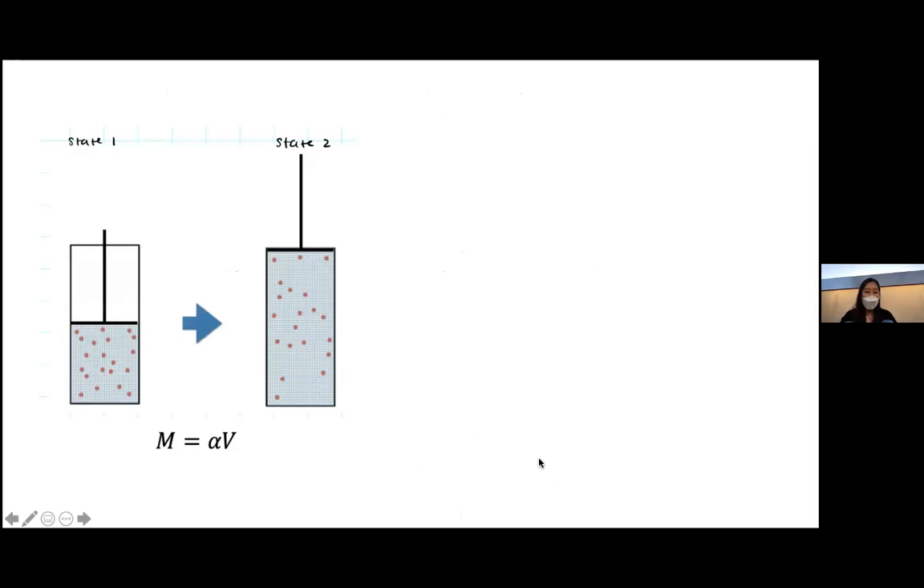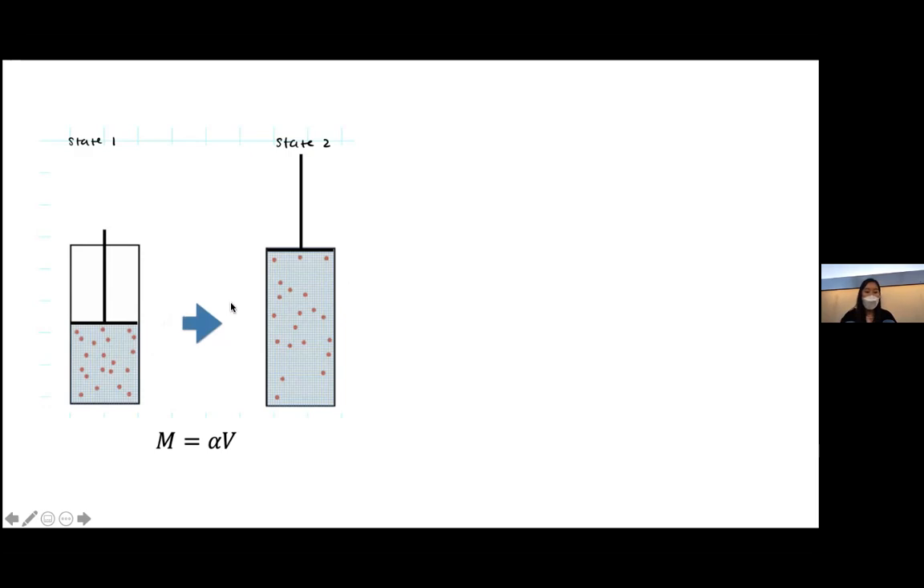So now I'm going to use the statistical definition of entropy and try to get to that same expression. So let's say we have a container of gas and we go from state 1 to state 2 by lifting this piston, and the only thing that changes is the volume. State 2 has a larger volume than state 1.